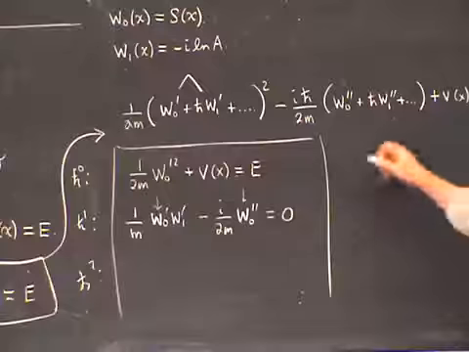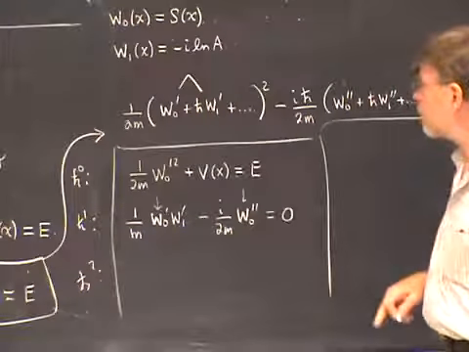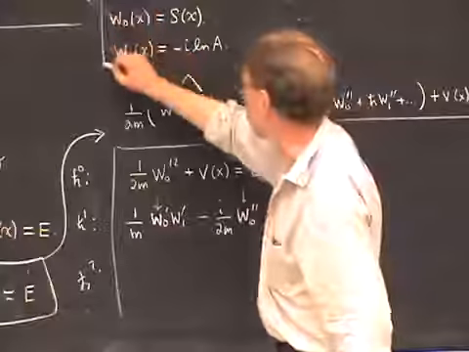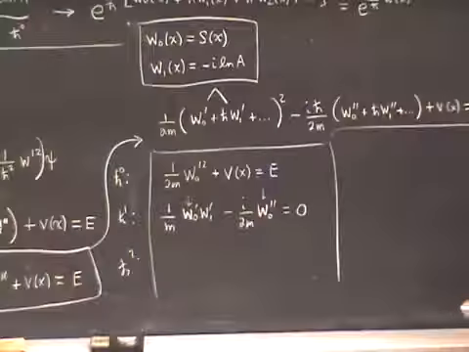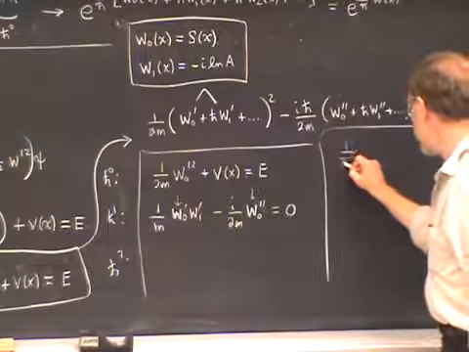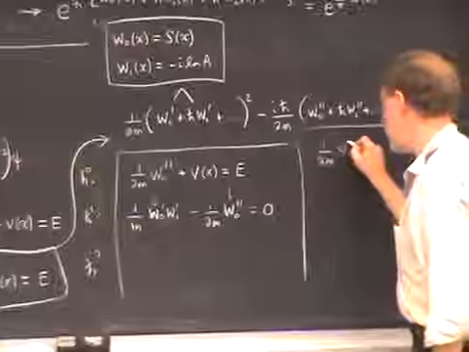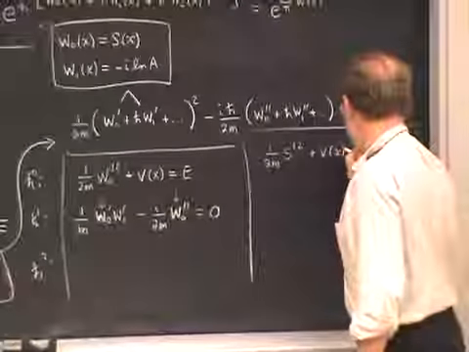Now, let's take these equations here in terms of w0 and w1, and let's put them back in terms of the amplitude and phase of the original WKB ansatz. So for the first equation, that's easy. It becomes 1 over 2m times s prime squared plus V of x equal to E.